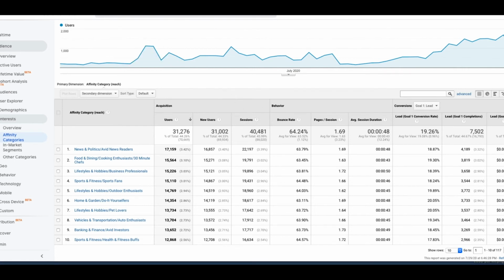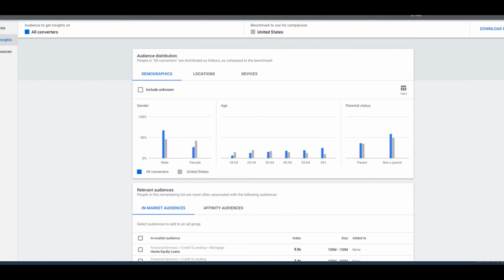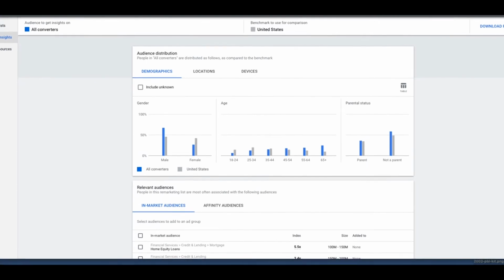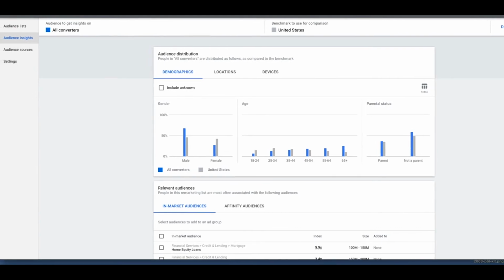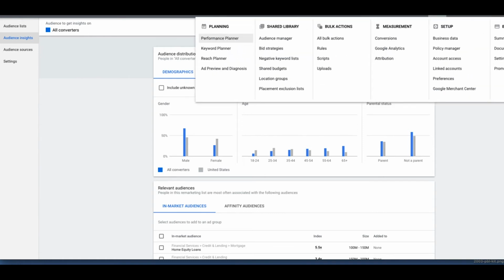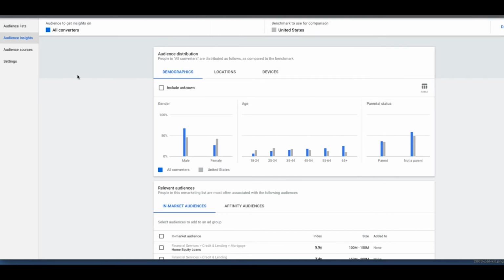Another really cool way to find out audiences in your niche is right in Google Ads. So let's take a look at this. I'm just going to move this over a little bit. To get to this, you're going to go to your tools and settings, and go to Audience Manager. It's going to bring you to this screen where you're managing all of your audiences. And there's going to be this tab that says Audience Insights.